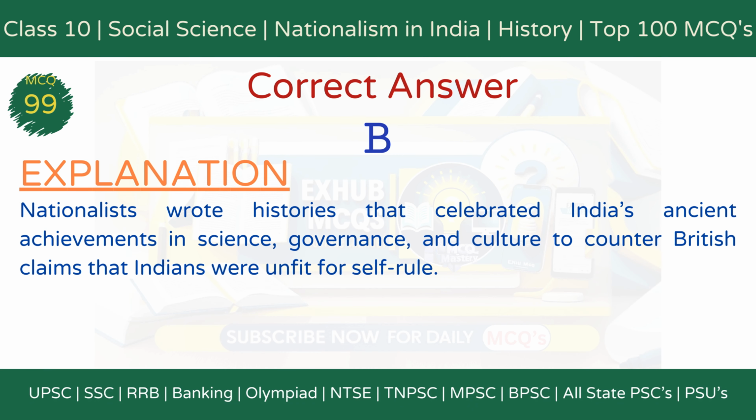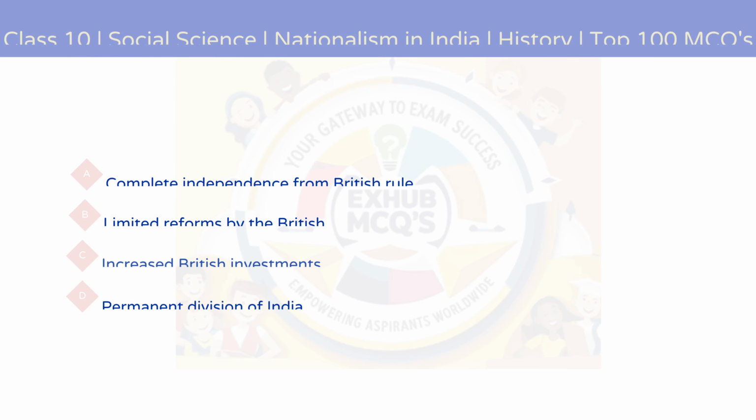The correct answer is option B. To highlight India's past glory and self-rule. Explanation. Nationalists wrote histories that celebrated India's ancient achievements in science, governance, and culture to counter British claims that Indians were unfit for self-rule.